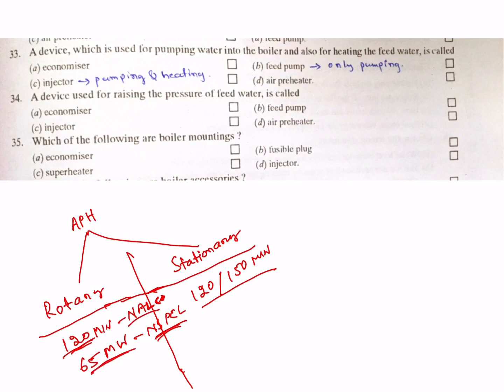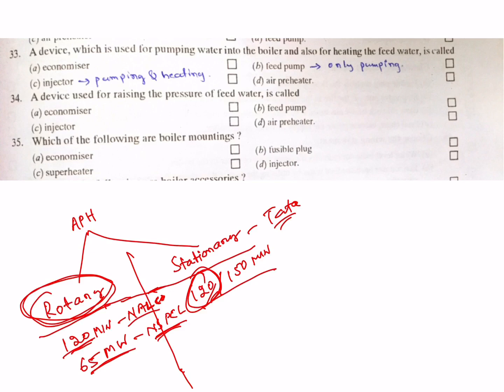And for stationary air preheater, if you search in Tata Power Jamshedpur for 120 megawatt, you will get stationary air preheater. Below 120 megawatt, in most units you will get stationary air preheater. Regarding rotary air preheater, I will make one PowerPoint presentation.